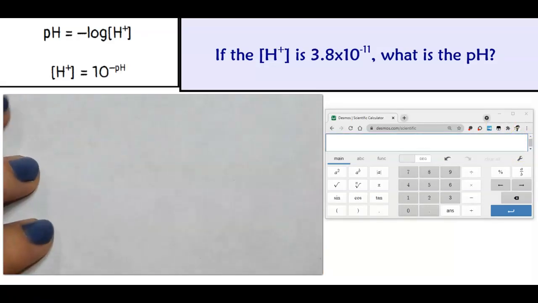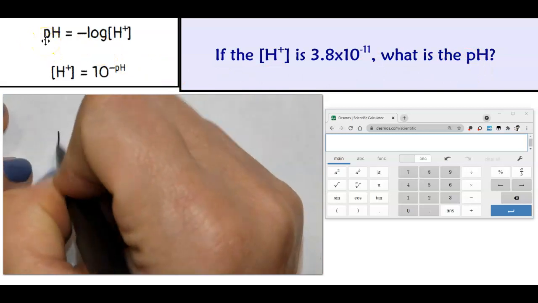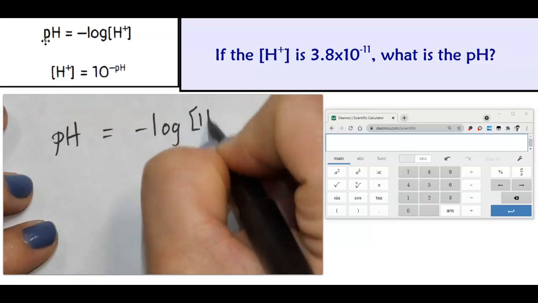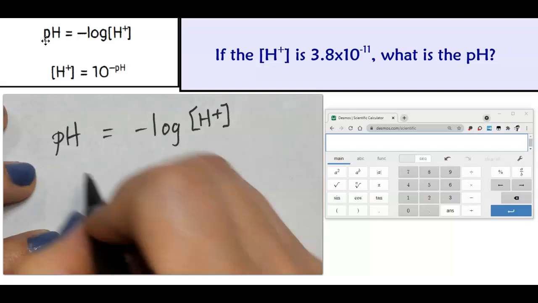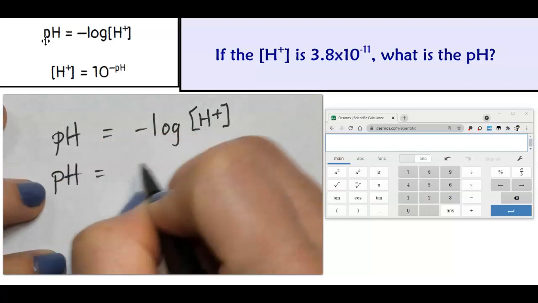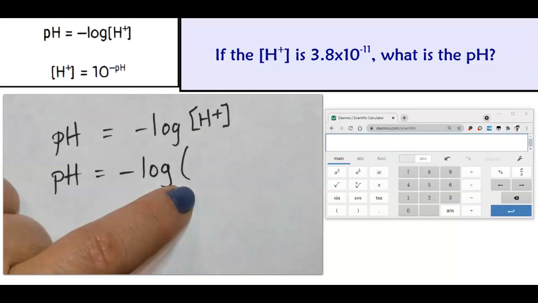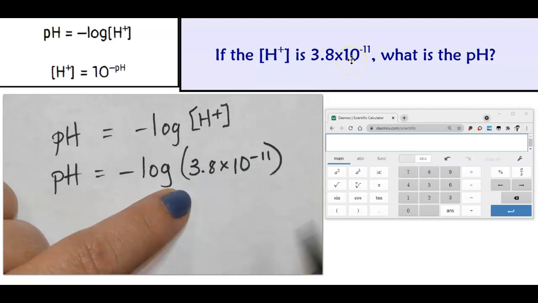Here's another example. This time, if the hydrogen is 3.8 times 10 to the negative 11, what is the pH? Since I want the pH, I'm going to use the pH equals the negative log of the hydrogen concentration. Remember, H plus and H3O plus are the same thing. So I'm going to plug in pH equals negative log of, and they tell me that the hydrogen is 3.8 times 10 to the negative 11.